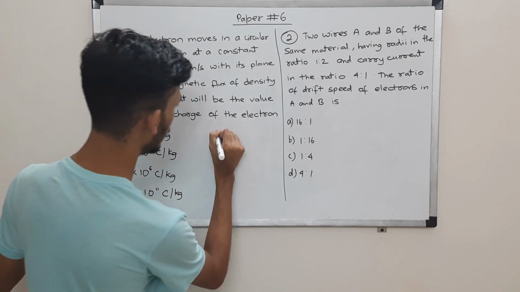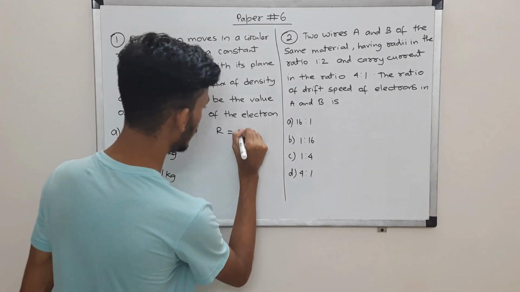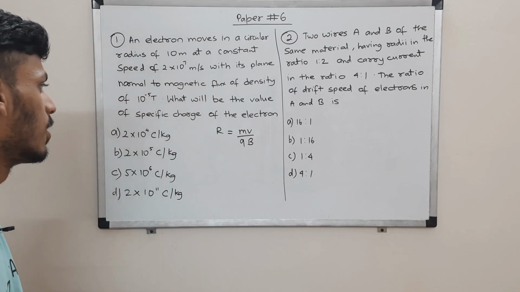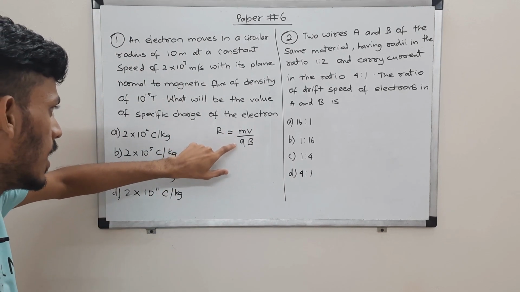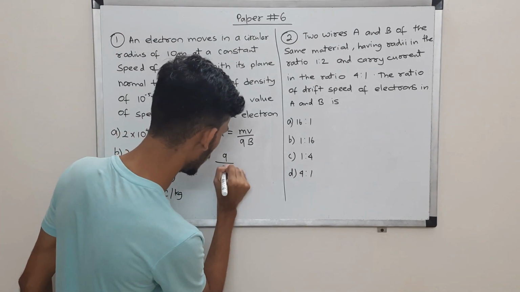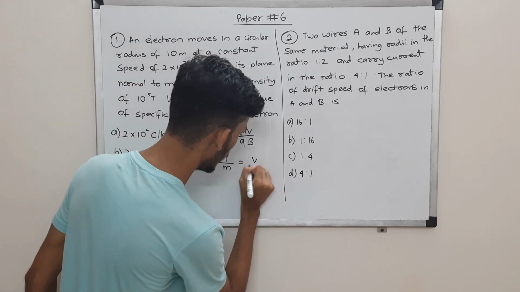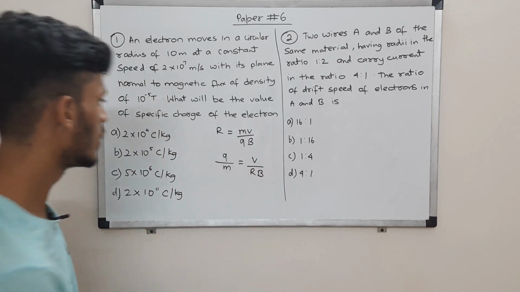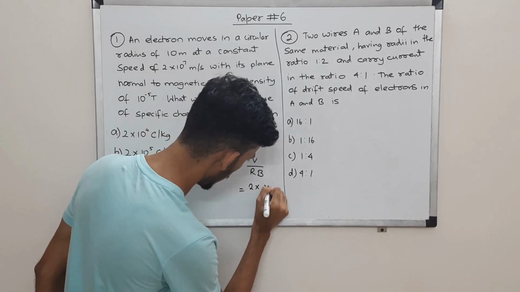So how can we go about this? We can write that the radius of a charged particle moving in a magnetic field will be mv by qB. The magnetic field is perpendicular, all the criteria are satisfied over here. You are supposed to find e by m, so just take it to the other side. That will be q by m, or e by m in this case of an electron, which is v by RB. If you see, all of these quantities are given: velocity is given, radius is given, B is also given. So just substitute them and you'll have your answer.